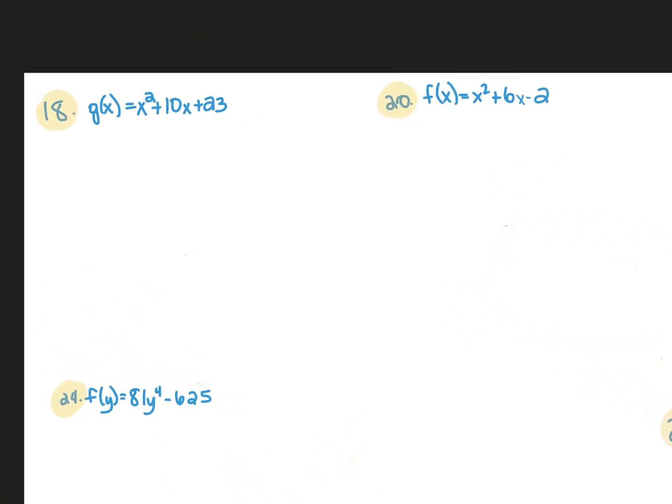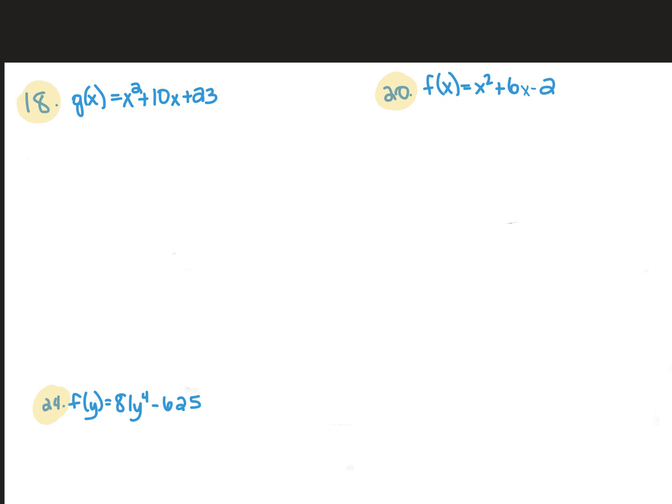All right, so this exercise that we're going to be working on is going over 3.4 and 3.5. We're going to start off by just finding the zeros. So starting with number 18, we have g of x is equal to x squared plus 10x plus 23. Normally you'd have this trinomial, you'd set it equal to 0 and find your factors of your c term that add up to your b term.